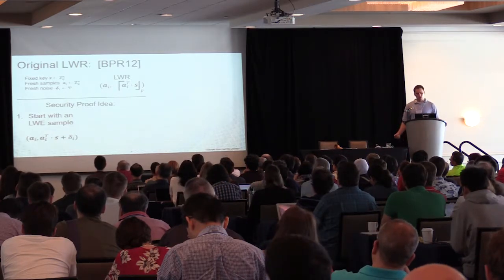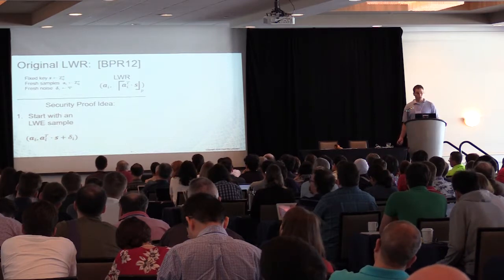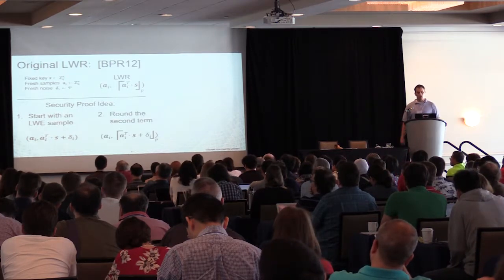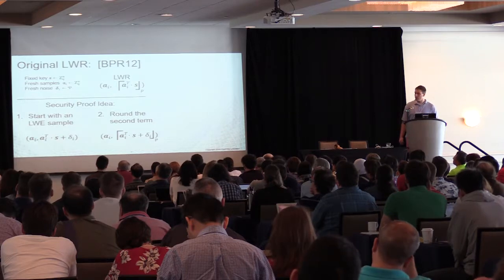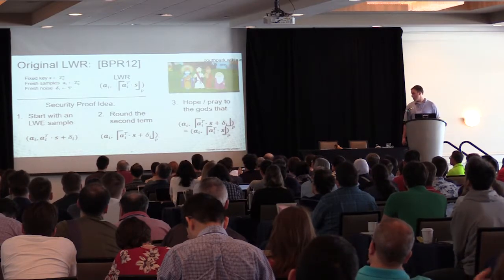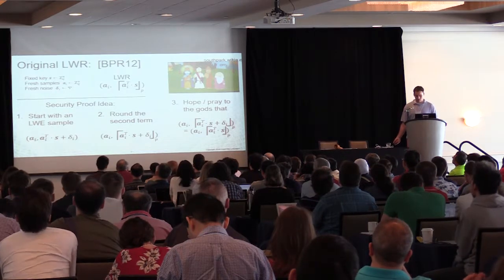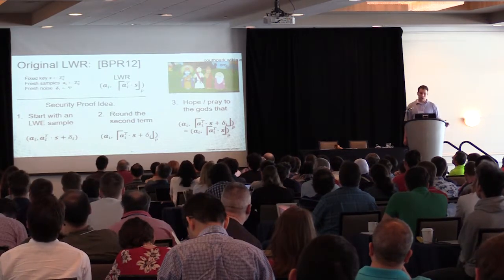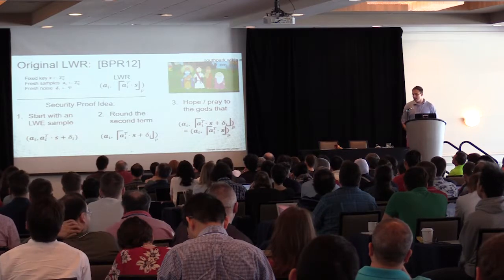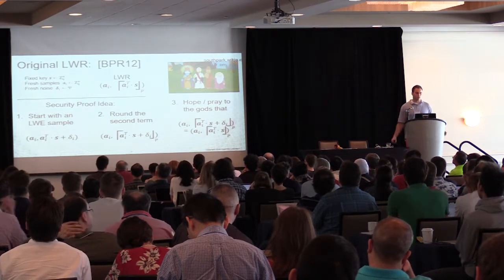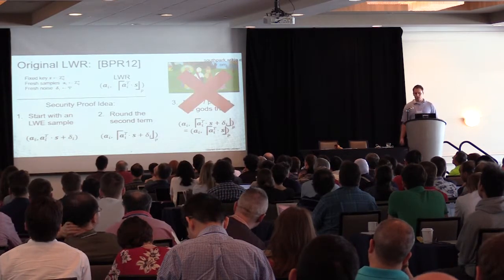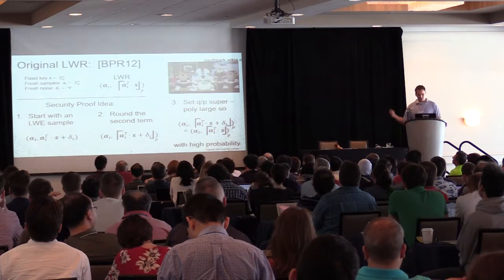So the security proof idea in this paper is to start with an LWE sample. And then we're going to round the second term. And then we're going to hope and pray that the rounded LWE is the same as the LWR. And if this is the case, then we can just pass it through in a reduction and we're happy. However, that's not a good strategy in cryptography.